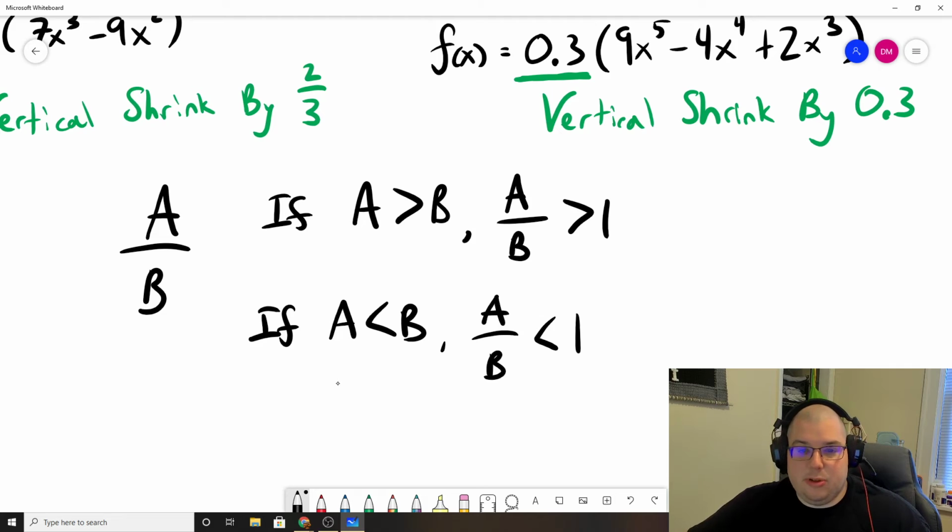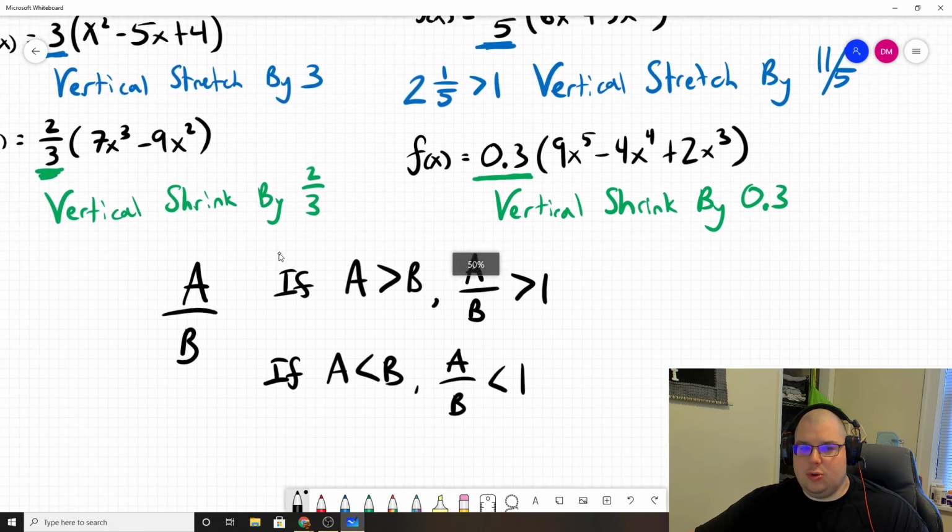It's that simple to tell if a fraction's bigger than or smaller than 1 just by comparing the two numbers. Once that top number is bigger than the bottom number, the whole number is bigger than 1. If the bottom number is bigger than the top number, denominator bigger than numerator, that whole fraction is less than 1. So that's a quick way to tell.